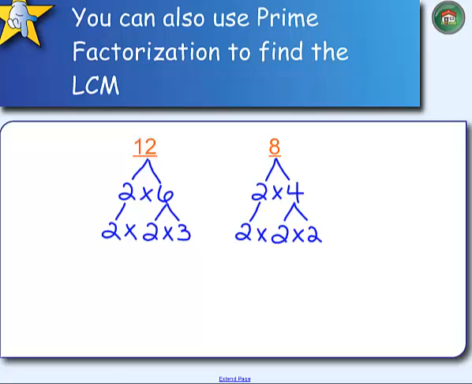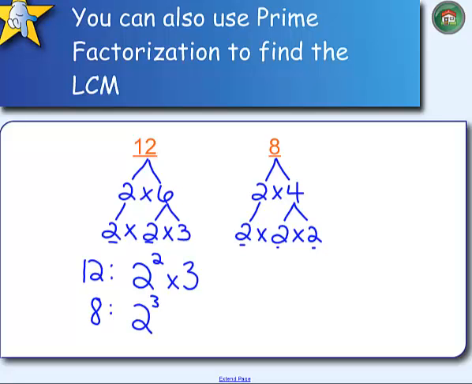Now this is the difference between greatest common factor and least common multiple. We're going to actually use our exponents with our prime factorization. So for 12, I know I have 2 to the second power, because there are two 2's, times 3. And for 8, I see I have 1, 2, 3 2's, so it's 2 to the third power.